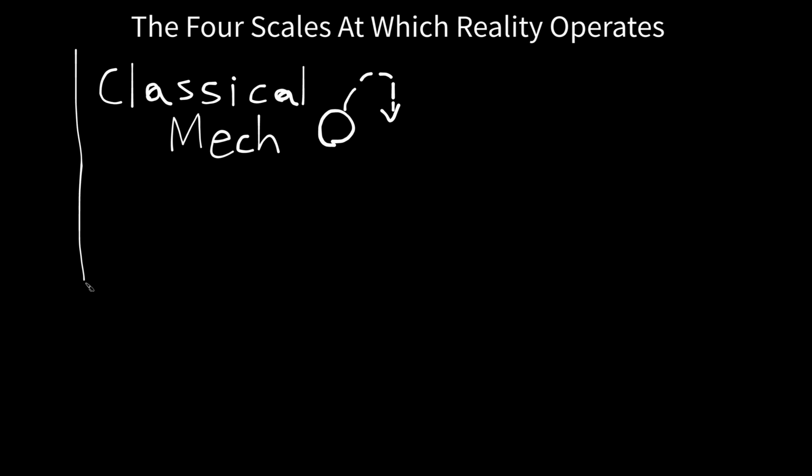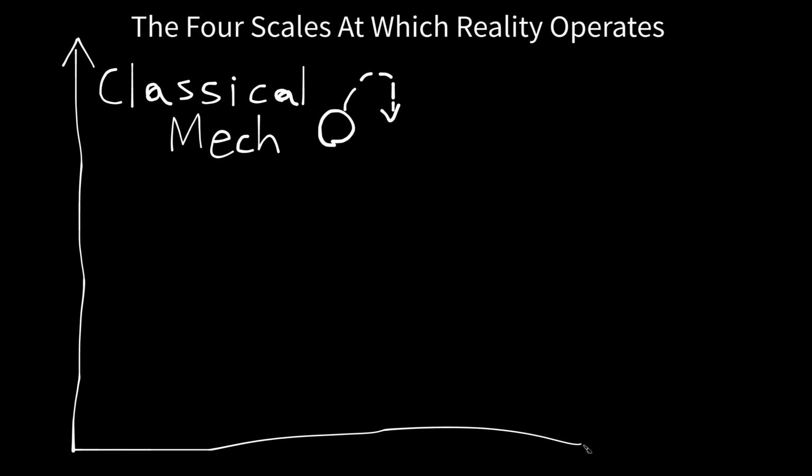But what about the other three scales of reality? Well, things can be separated by their size and speed, and the four divisions for how reality is split up are based on size and speed, as I mentioned. There's big and there's small. There's slow and there's fast.